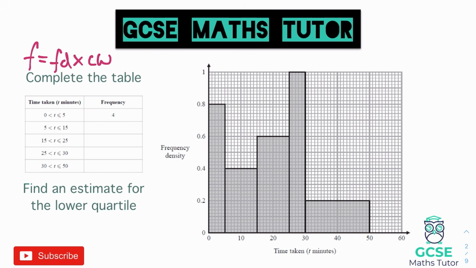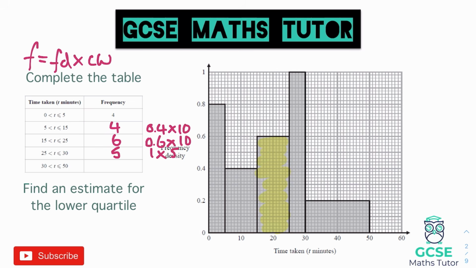So for the next bar there, if we just highlight this one just here, that has a width of 10, and it has a height of 0.4. So 0.4 times 10 gives us a frequency of 4 as well. Moving on to the next bar, this one just here again has a width of 10 and it has a height of 0.6. So 0.6 times 10 is equal to 6. There's our next frequency. On for the next one, we've got a width of 5 and a height of 1. So we've just got 5 times 1, which gives us a frequency of 5.